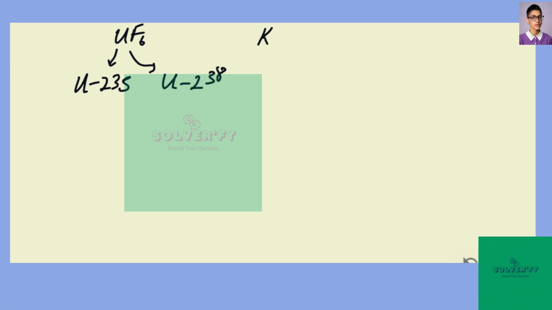Then by the equipartition theorem, the kinetic energy must be the same, right? Which is equal to 3/2 kBT. So they must have the same kinetic energy at the same temperature. And with the same kinetic energy, they must have the same half mv squared. Right? This is the expression for kinetic energy.